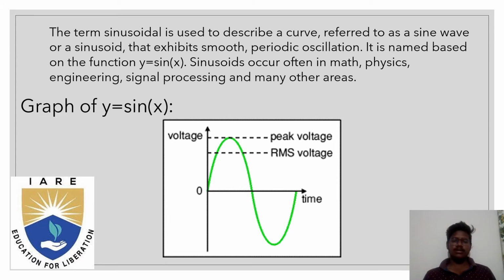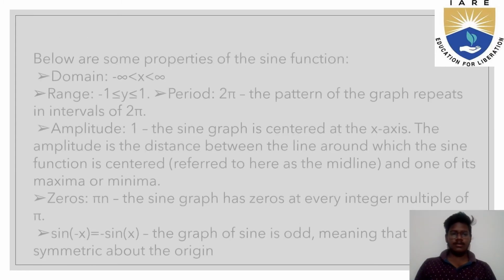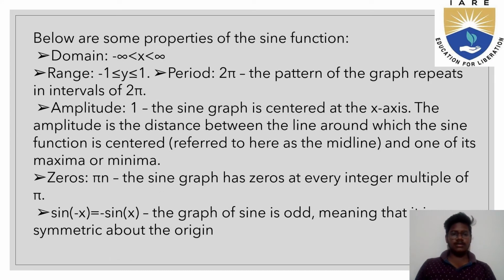In the sinusoidal graph, we can see the peak voltage value and the RMS voltage. This graph is a voltage versus time graph. Below are some properties of the sine function.